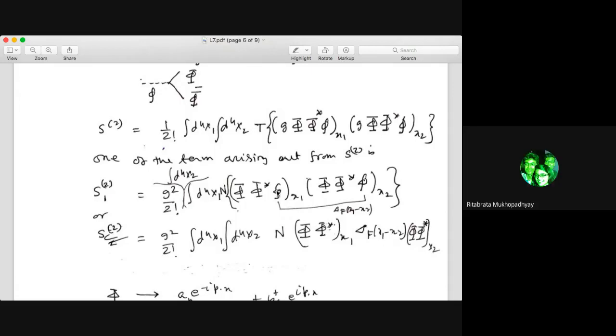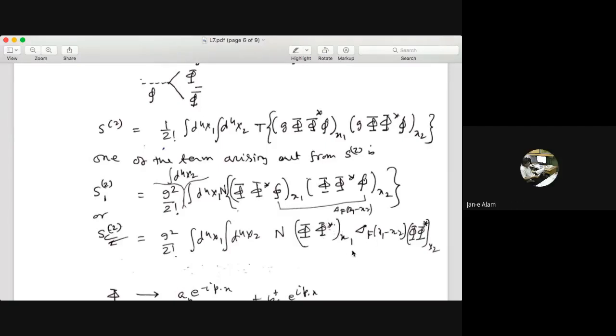I have just one question. After the propagator Delta_F(x1 minus x2), you have written phi star at x2. What is this term signifying? In the scattering matrix S2, first is the normal ordering, then the Feynman propagator, and then there is phi star (x2). What is that term signifying?